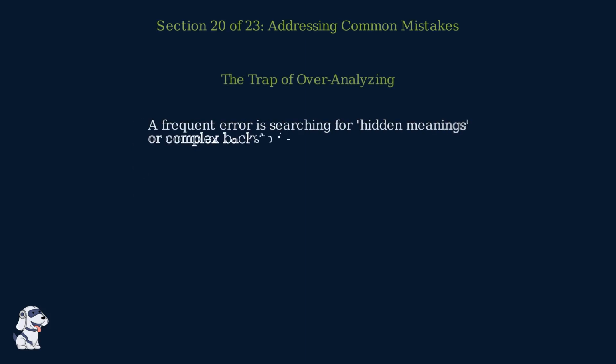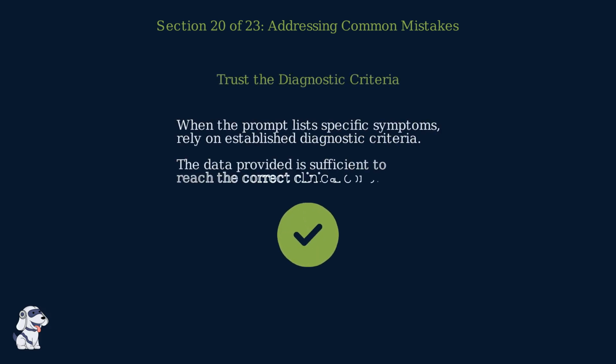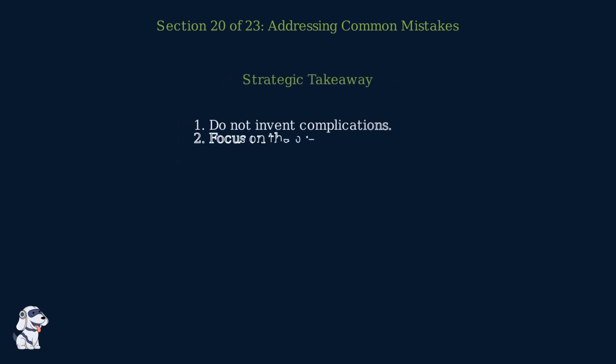A frequent error in the AMFTRB exam is searching for hidden meanings or complex backstories that the exam prompt does not actually contain. When the prompt lists specific symptoms, rely on established diagnostic criteria. The data provided is always sufficient to reach the correct clinical conclusion. The strategy is simple. Do not invent complications. Focus strictly on the presented evidence and apply your diagnostic logic.